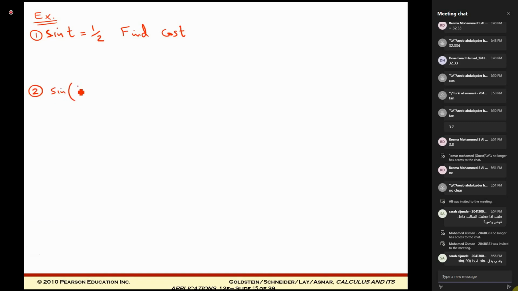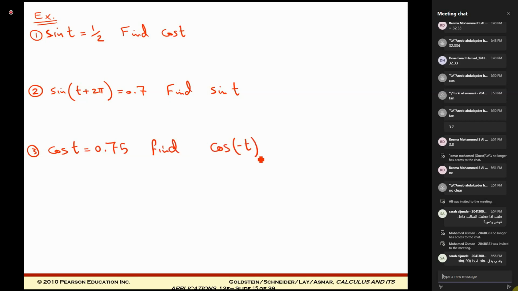Number 2: sine of t plus 2 pi equal 0.7, find sine t. Number 3: cosine t equal 0.75, find cosine minus t, and find sine minus t.